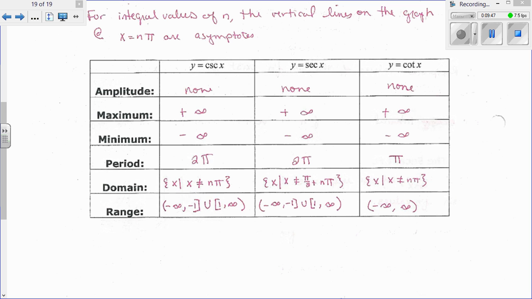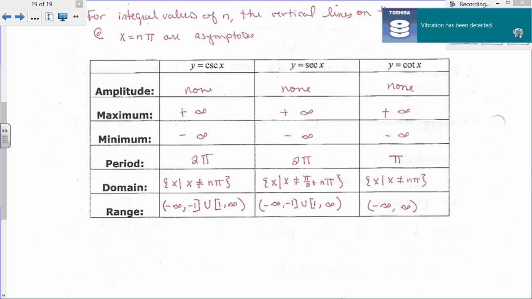The domain for cosecant is x such that x is not equal to n times pi, so multiples of pi. And for secant, x cannot be equal to pi over 2 plus n pi, meaning the odd multiples of pi over 2. And the cotangent has the same domain as the cosecant. And the range for the cosecant and the secant is actually the same, just like with sine and cosine. And for cotangent, it goes from negative infinity to positive infinity.